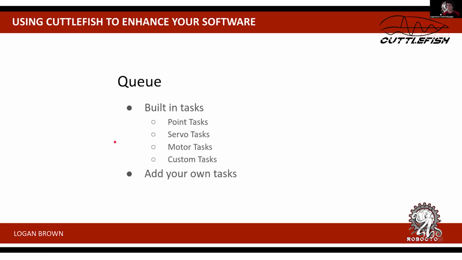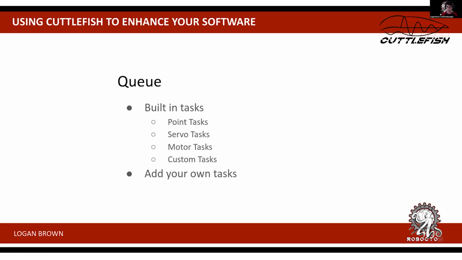Cuttlefish comes with a whole bunch of built-in queue tasks. Some examples of these are point tasks, which tell your robot to drive to a specific location, servo tasks, which allow you to set the position of a servo, and even custom tasks, which allow you to specify your own function.